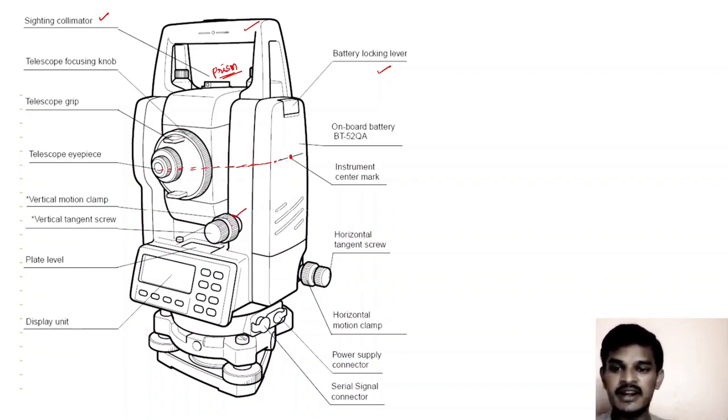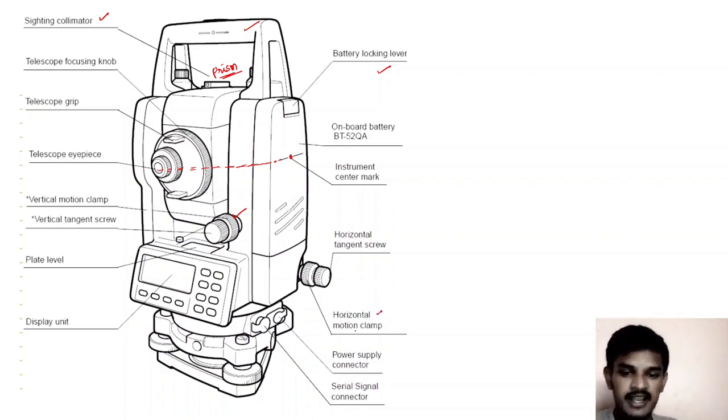Vertical motion screw helps us in particularly bisecting the prism, and a vertical tangent screw helps us in making the movement of the telescope in vertical direction, whereas horizontal tangent screw helps us in changing the direction of this whole setup in horizontal direction in order to find out the horizontal angle or horizontal distance. While we are setting the offsets or taking the stakeouts, we'll make use of this horizontal tangent screw and we'll do the operation.